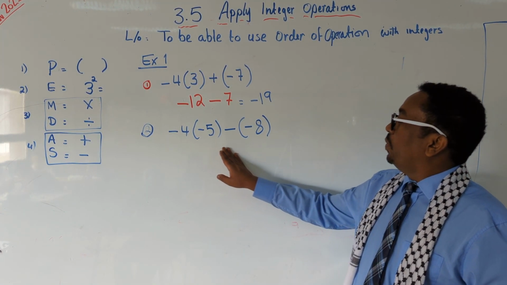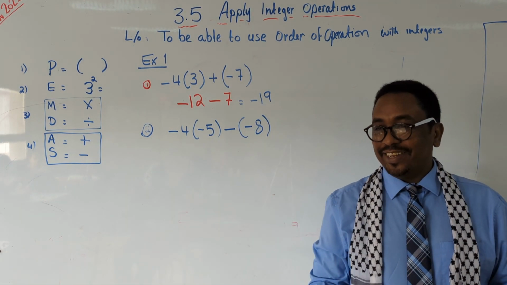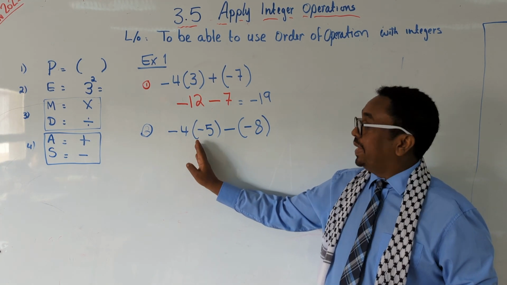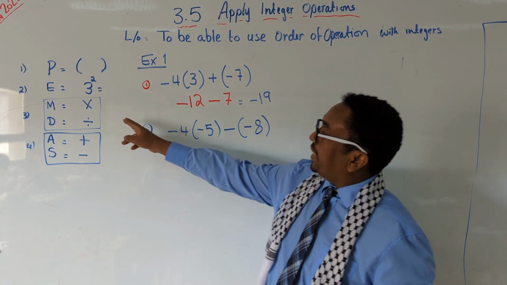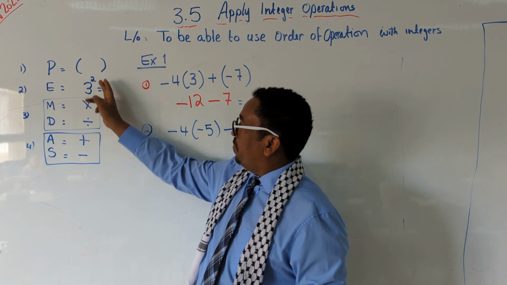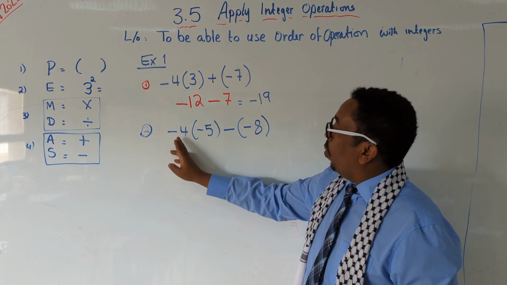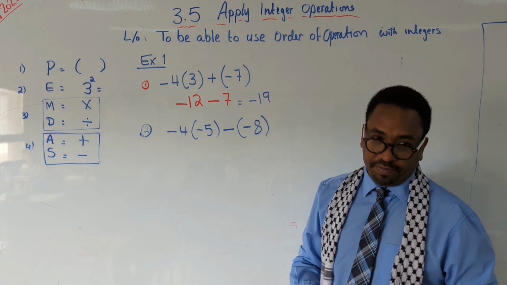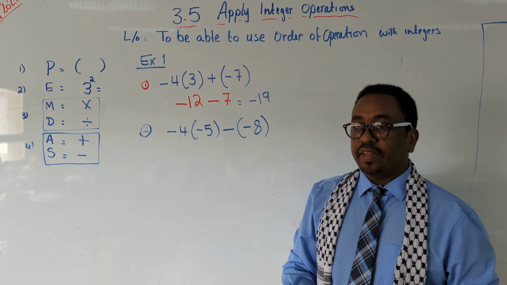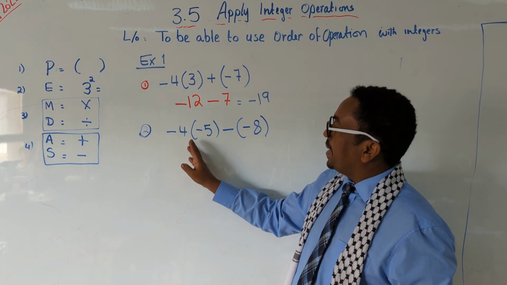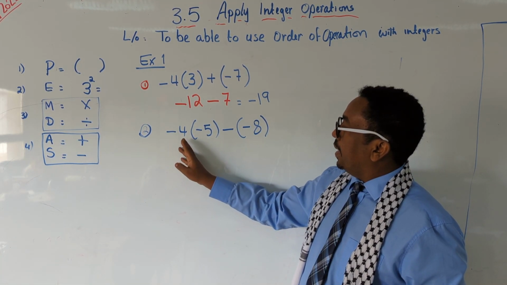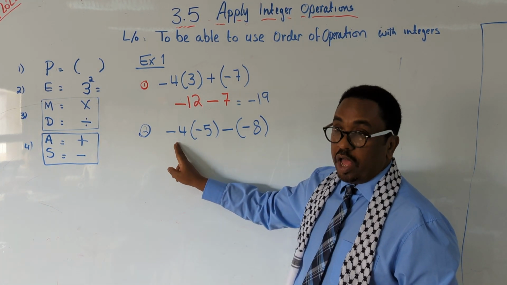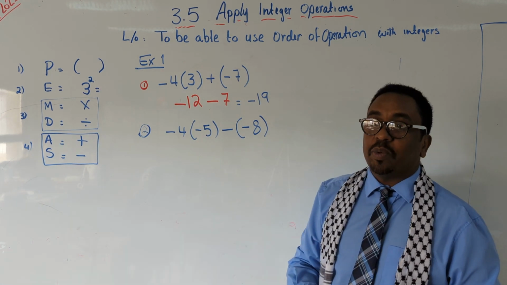Okay, what is the first thing we need to do here? We need to get rid of the bracket. Bracket means multiplication. So the first thing we have here is multiplication. We don't have brackets, we have multiplication. So, what is negative 4 and negative 5? We are multiplying, sorry. Negative 4 times negative 5 will give us what?